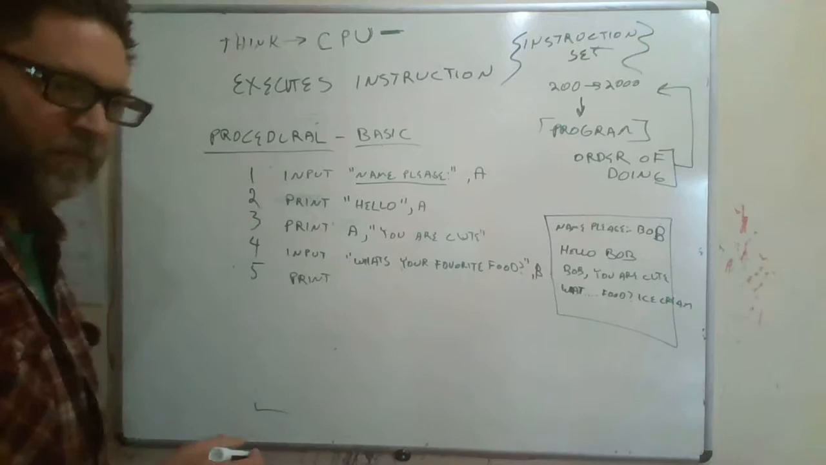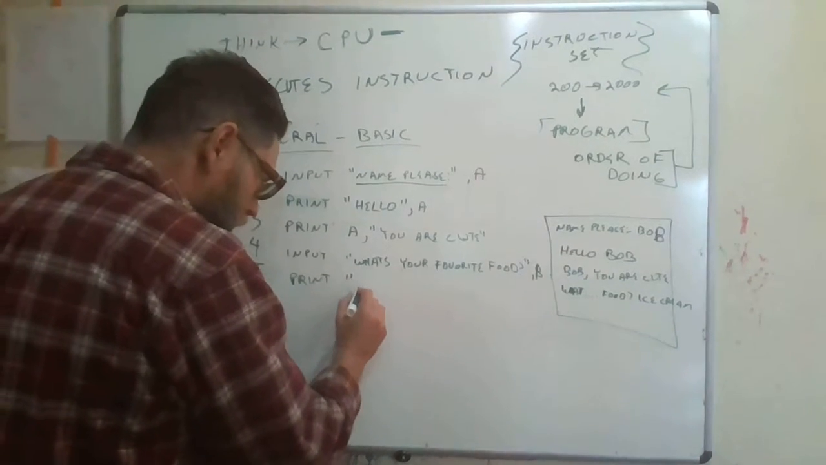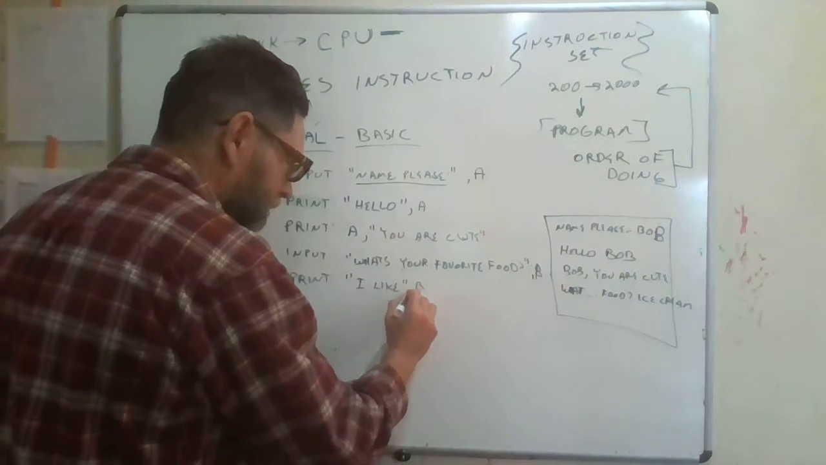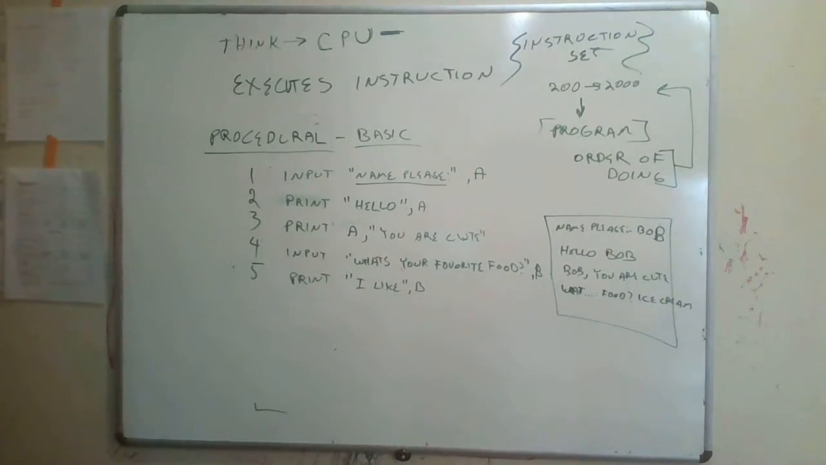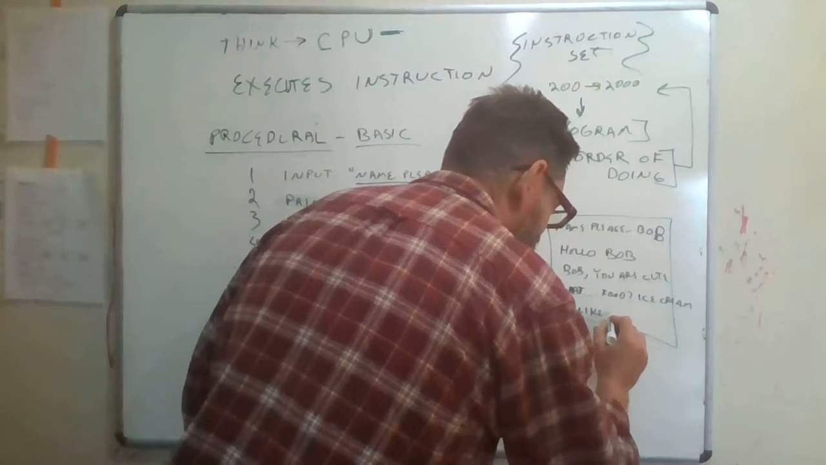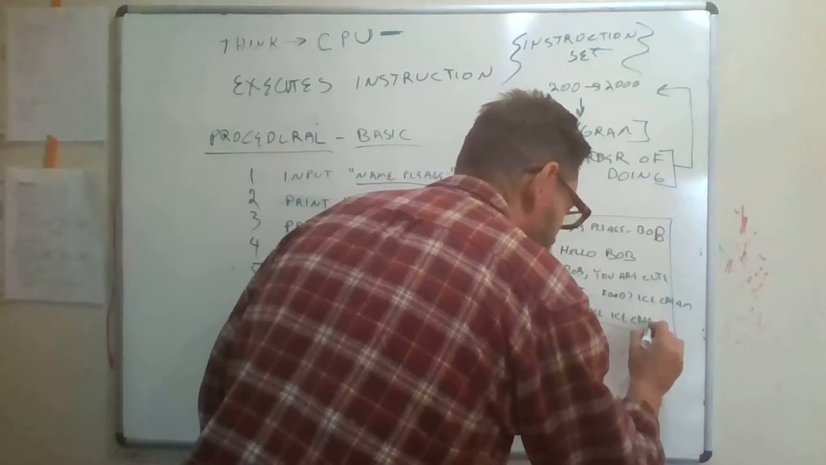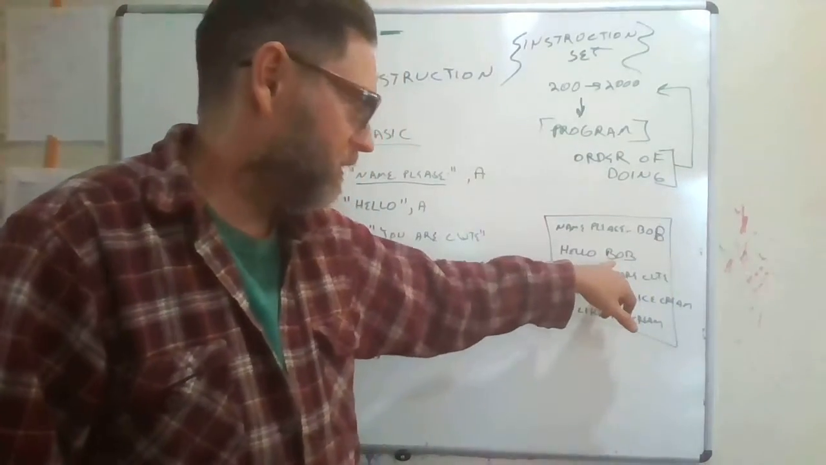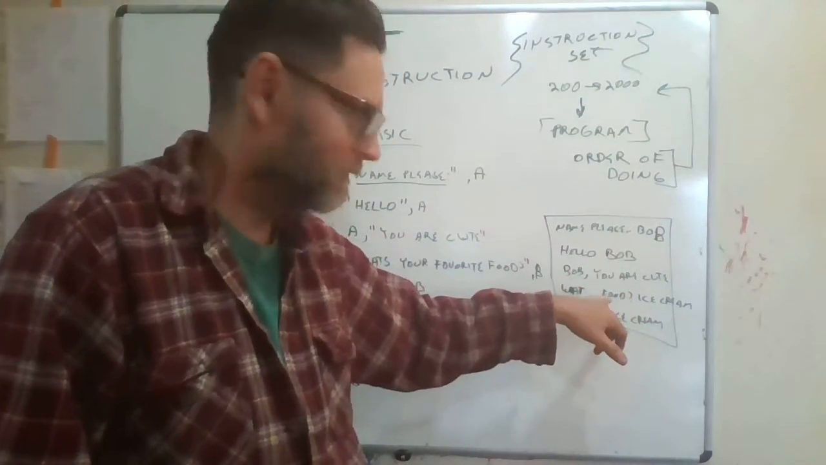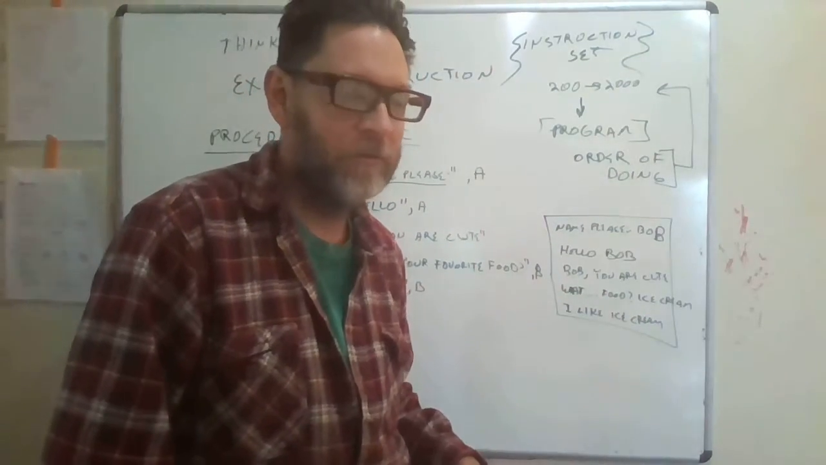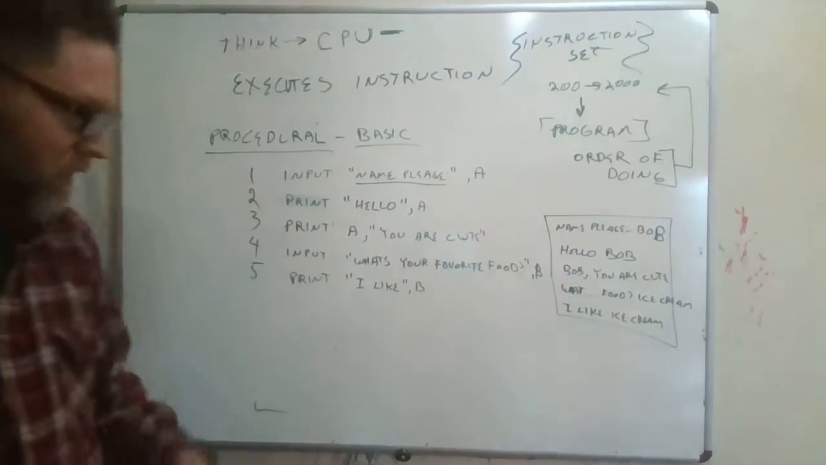Over here in our program, what I want it to do is say, I like, and then the food. What's it going to say? It's going to say I like ice cream. You just had a conversation with a computer. Whatever name you type in, it's going to say, hi, you're cute. Whatever food you like, it's going to say, I like that food too. That's a program.